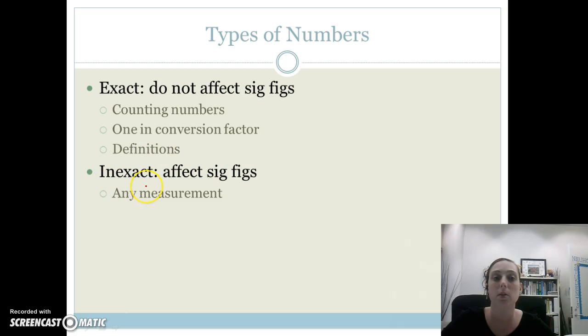Any inexact number, anything that is not exact, cannot be just that one thing, and it does affect our sig figs. So this is any measurement. Anything that you had to use a piece of equipment for or round a piece of data is going to affect your sig figs, because the number that you rounded to, whether it's the tens, ones, hundreds, whatever it is, matters in how you wrote it down because that is being reflected in your data.